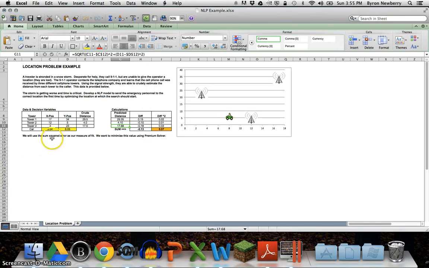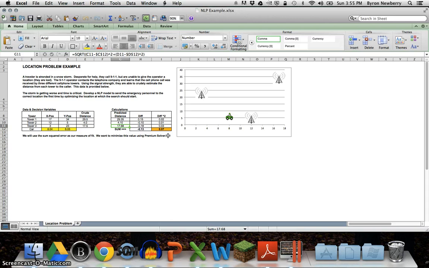And we find that the car is at 8.04 in the x direction, 6.05 in the y direction. And you'll see that the total difference between the distance based on my guess value and distance based on the cell phone signal is almost 0, 0.07.